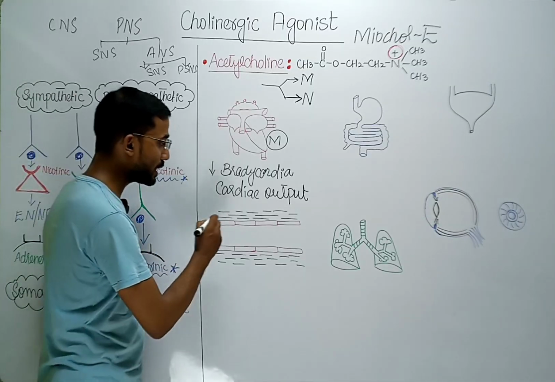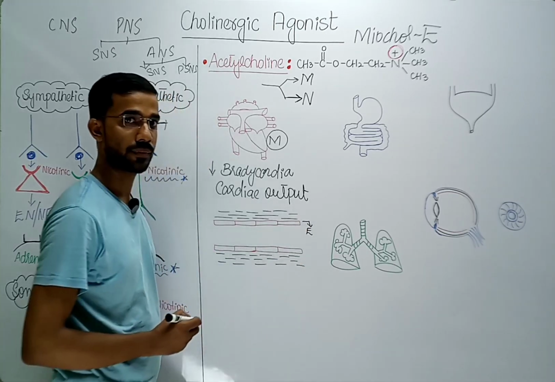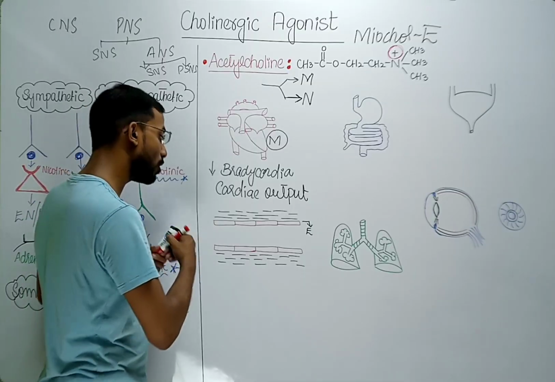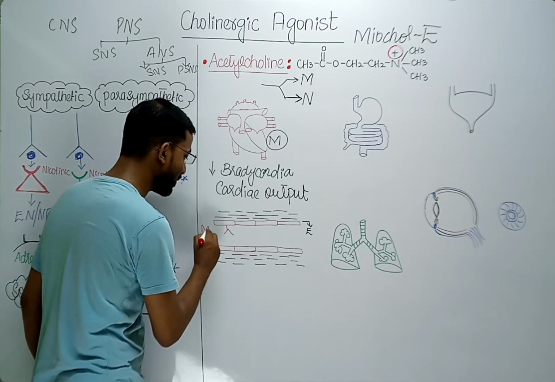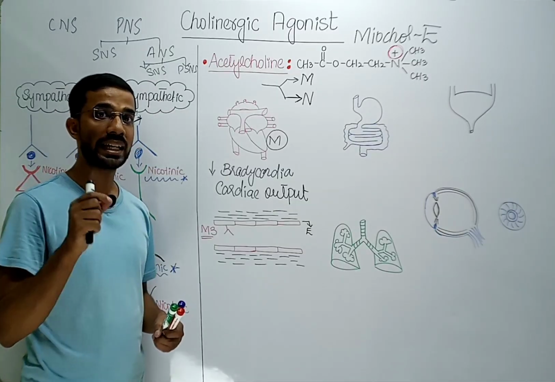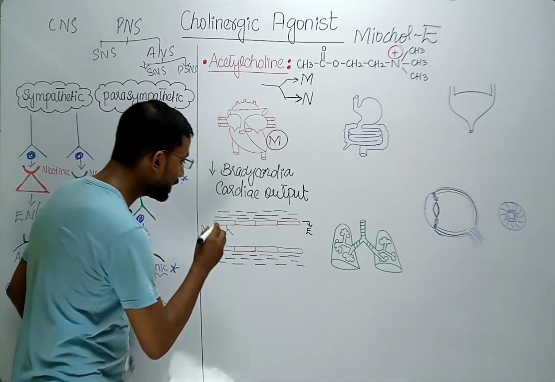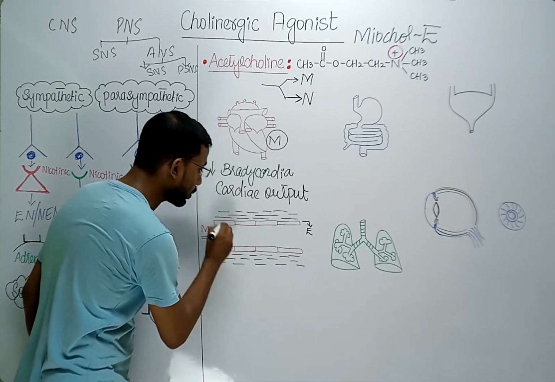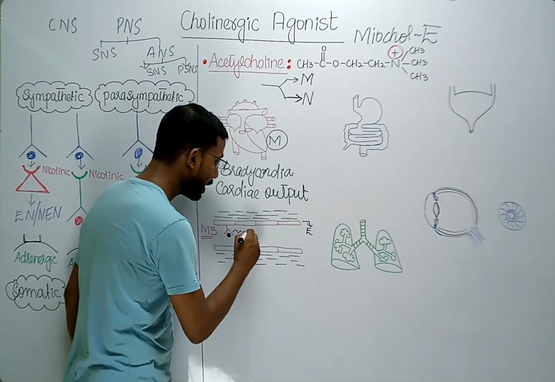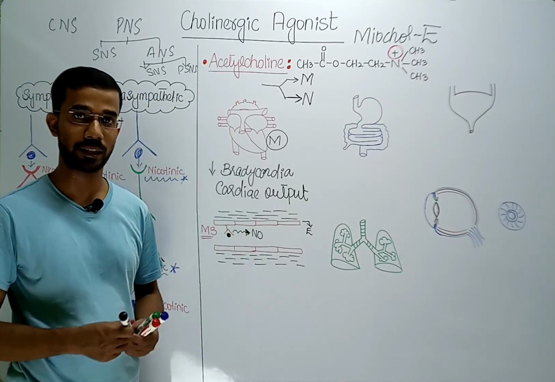Next, you will see the presence of the blood vessels, and here are the endothelial cells, and after that you will see the presence of the muscle. So endothelial cells also have a muscarinic receptor, specifically the M3 muscarinic receptor. Now, when we give the acetylcholine through the IV line, this acetylcholine binds to the M3 on the endothelial cells. Ultimately, after binding, you will see the production of nitric oxide, NO.